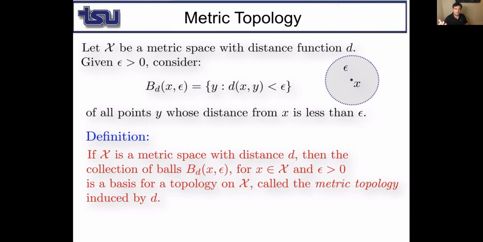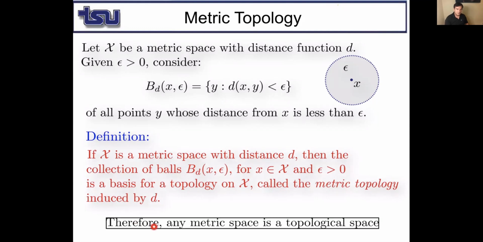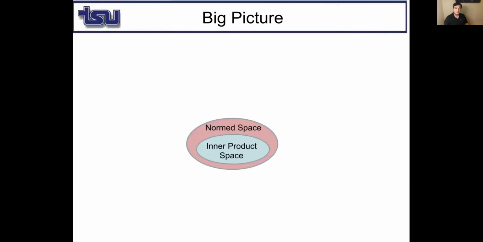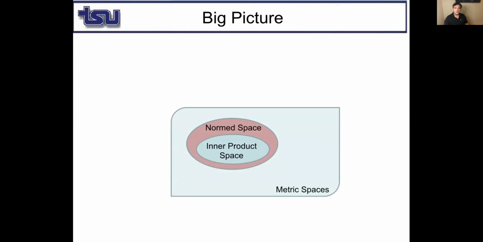I know it sounds a little fuzzy, but if you stop the video and read it carefully, you will understand. So therefore, any metric space is a topological space. So here's the big picture. We have the inner product space. We know that every inner product induces a norm. So that means every inner product space is a normed vector space. And we know that a norm induces a distance, and therefore every normed vector space is a metric space. And we also know that every distance induces a topology, and therefore every metric space is a topological space.